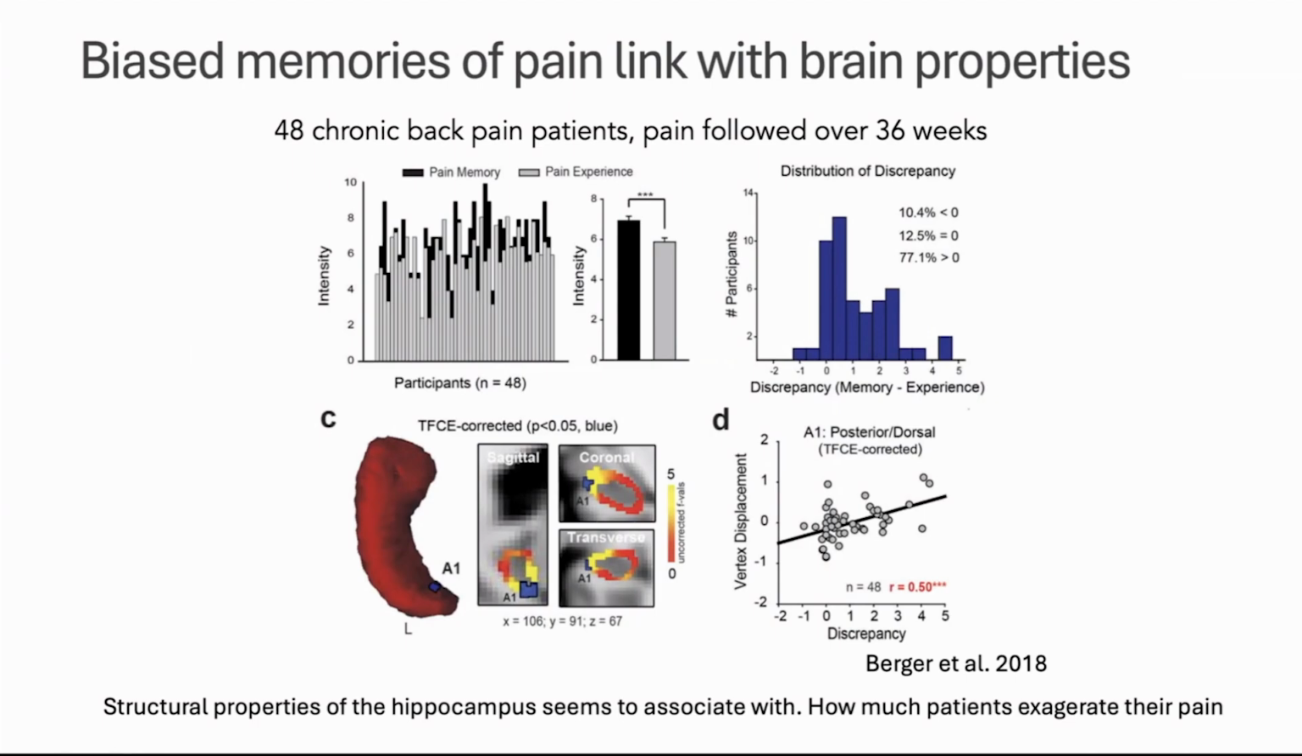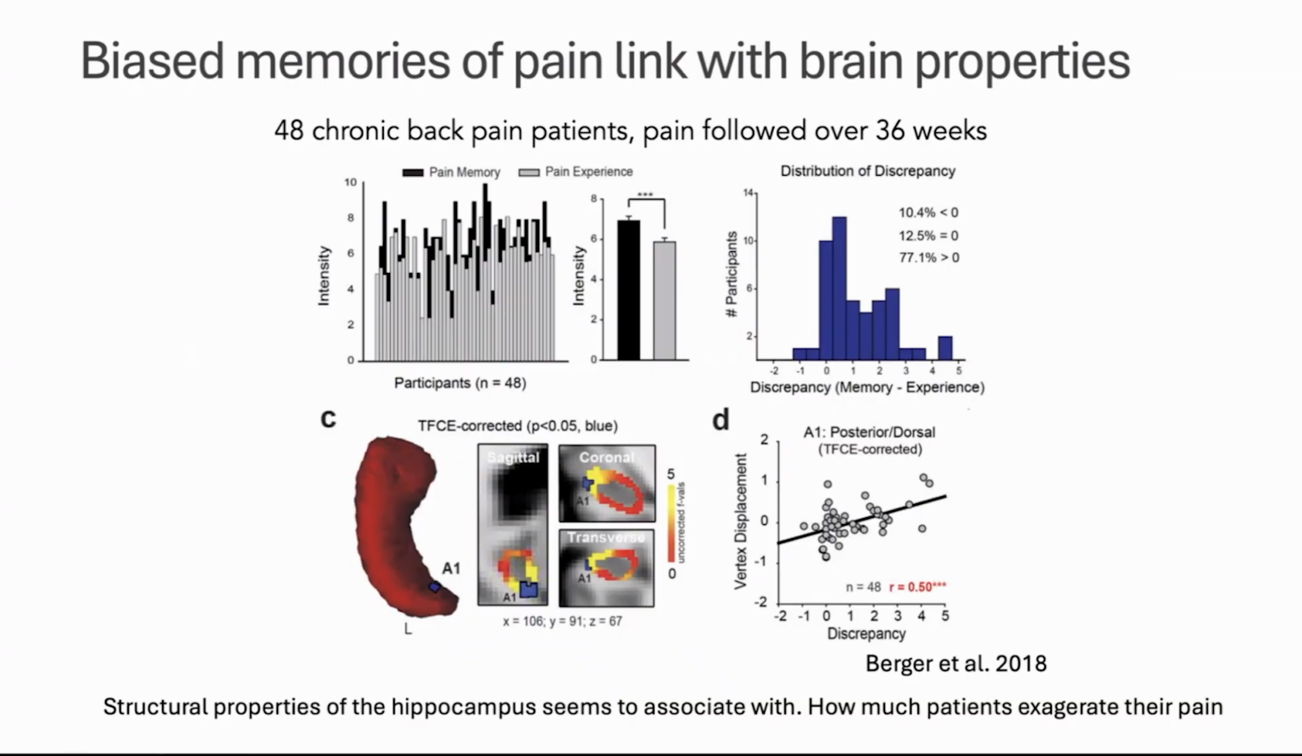And what they found was that almost all patients tended to over-exaggerate their pain, which is perhaps not surprising, but also that this exaggeration of their pain was linked to structural properties of the hippocampus, which is, again, an area that is very important to form new memories and recall old memories. So in other words, these distortions of the hippocampus seem to be affecting the way that a patient can recall their own pain experiences.